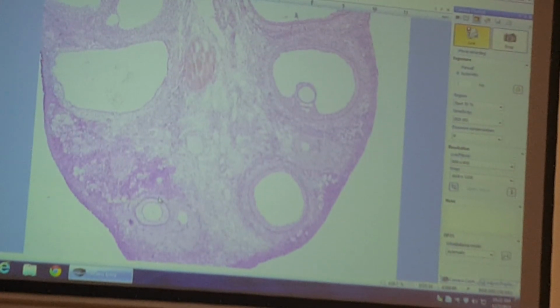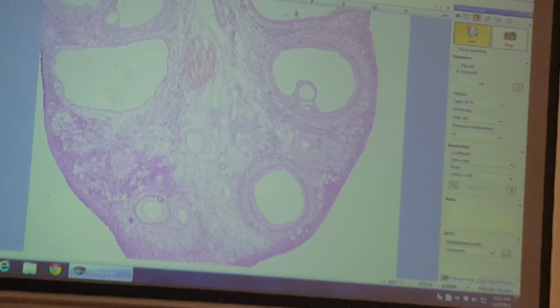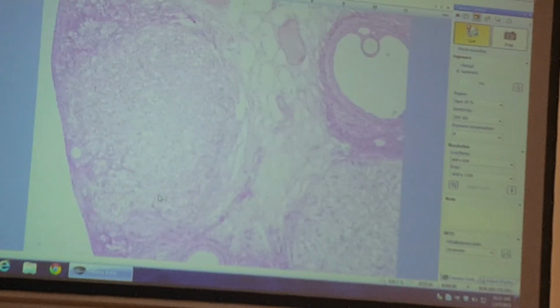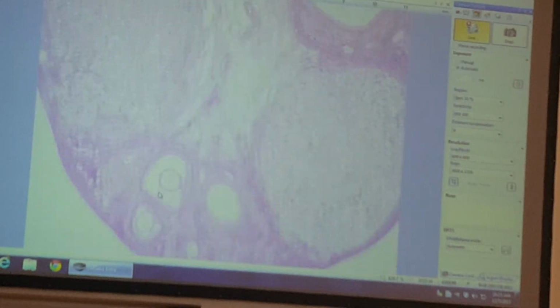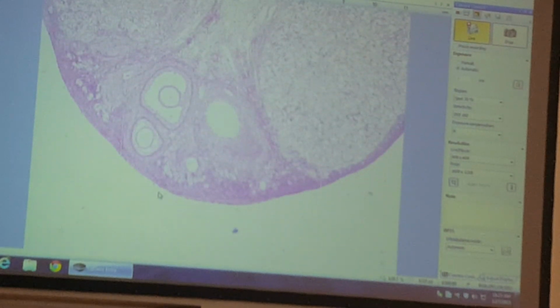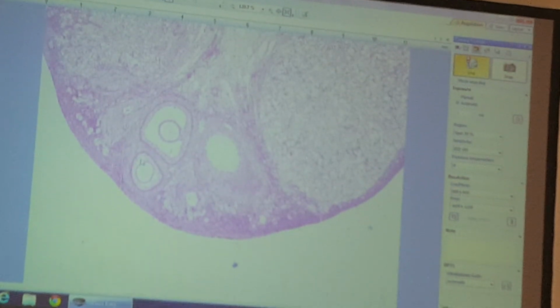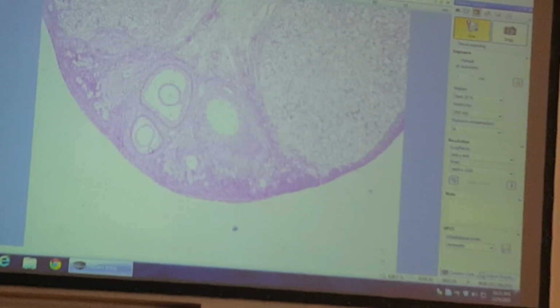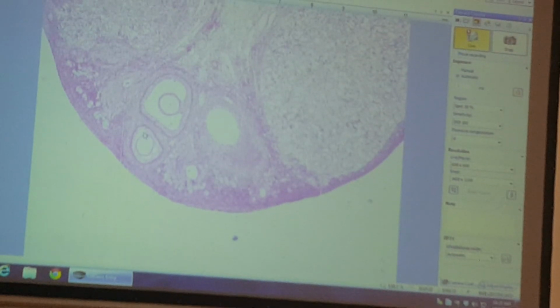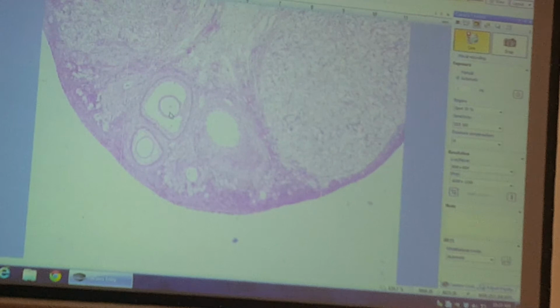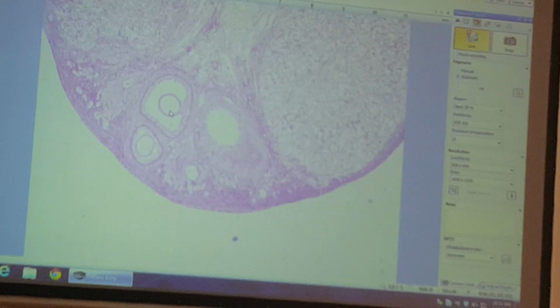Let's see if we can find one more good secondary follicle, just so you've seen another one. There you go. There's 2 of them right there, actually, because there's a little antrum right there. Right? So this is a secondary follicle. It's just beginning to be a secondary follicle. So I already have a little bit of antrum. This is also a secondary follicle, just further along in its development.